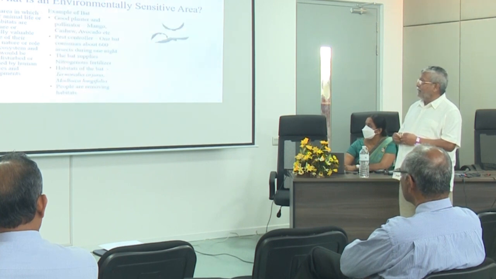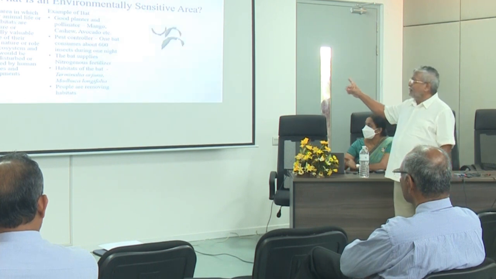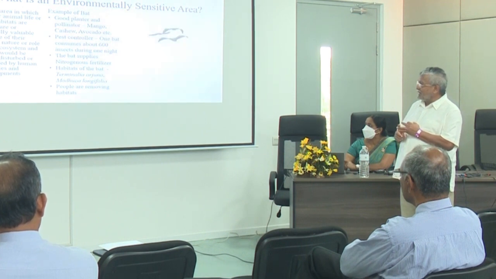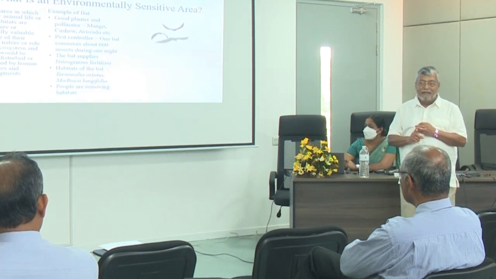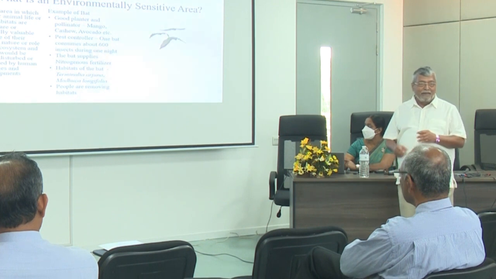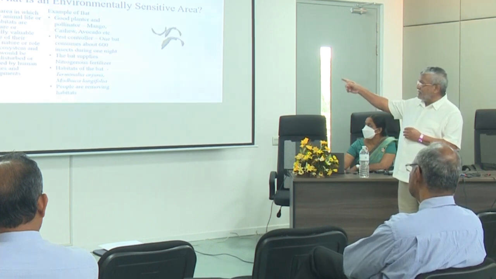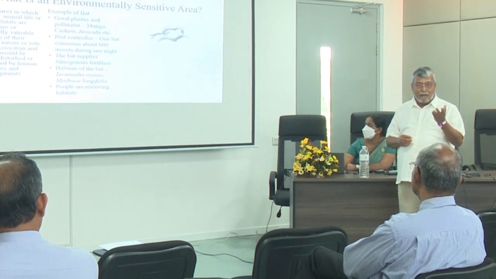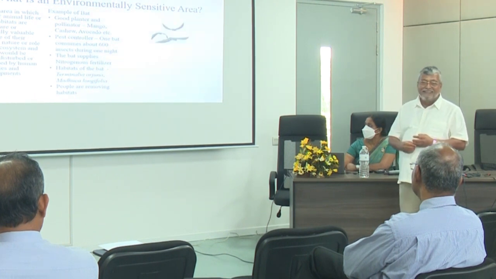Now, I will tell you, just to give an example here, the bat. That is a special creature, you know that. Good planter and pollinator and pest controller. One bat consumes about 600 insects during one night. In the ecosystem, if bats are there, no need to worry about pest insects. And the bat supplies nitrogenous fertilizer. You know, in Chile, the main export material is bat dung.